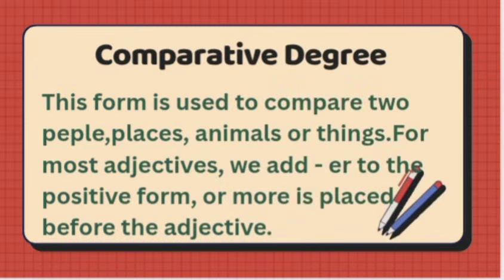Next comes the comparative degree. This form is used to compare 2 people, 2 places, 2 animals or 2 things. When the comparison is being made between 2 things, then this comparative degree comes. For most adjectives, we add er to the positive form. So how do we make the comparative degree? How do we change the form of the adjective and bring it into the comparative degree? In most cases, we add er to the positive form or to the base form of the adjective.